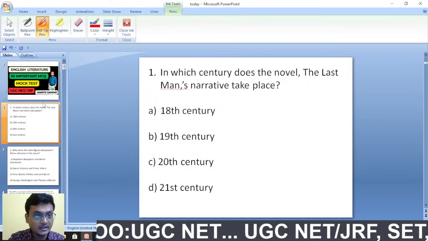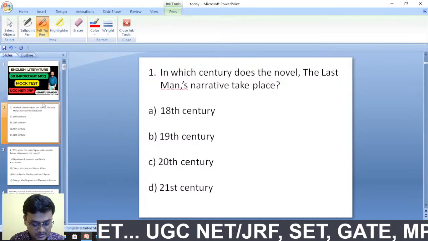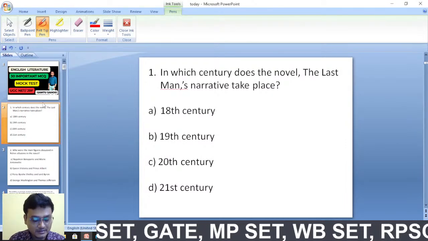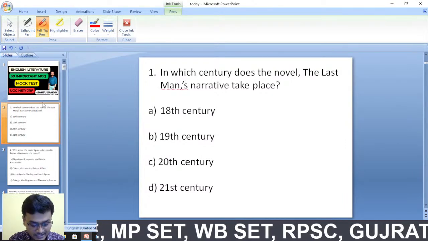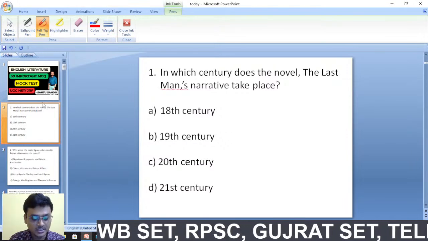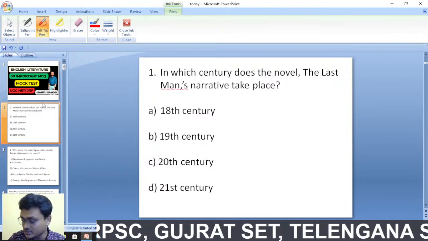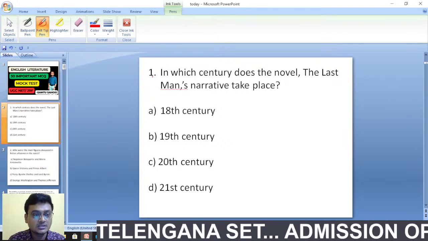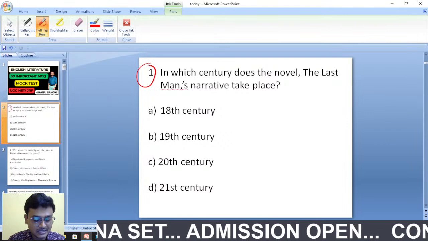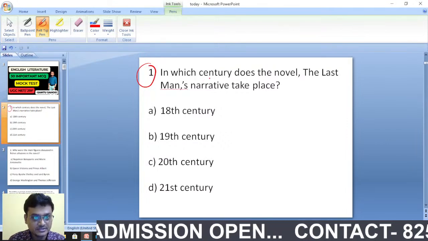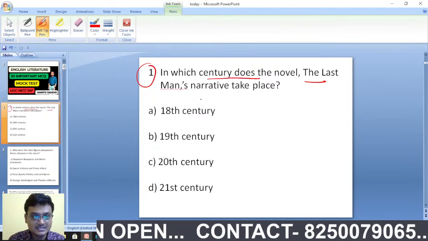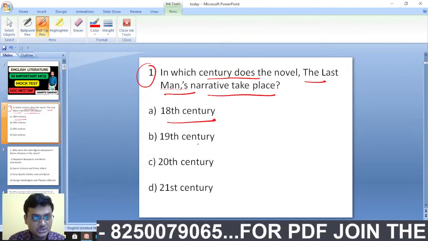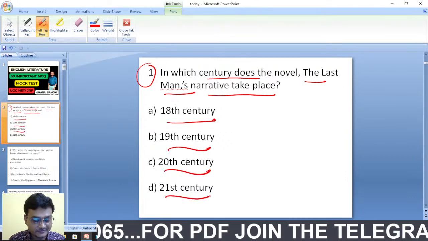Okay. Let's begin. Here is the first question on your screen. In which century does the novel The Last Man's narrative take place? Let's begin without wasting your time. Do answer in the comment box, like the video. The options are: 18th century, 19th century, 20th century, 21st century.